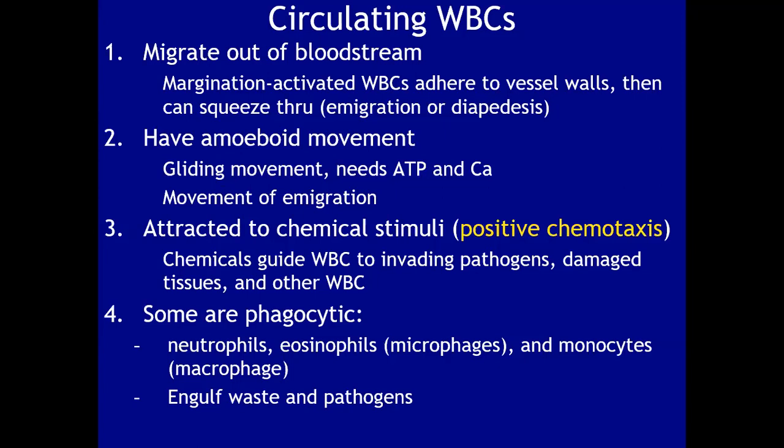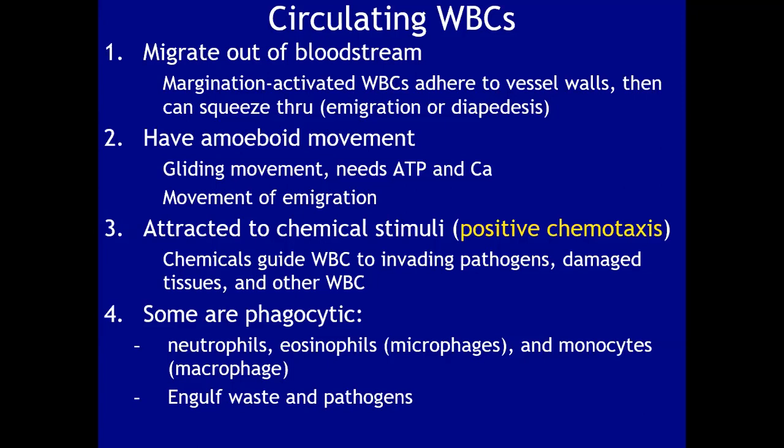The third thing we should think about is that these are attracted to specific chemicals. Okay, they have something called positive chemotaxis, which means if chemicals are released in the body, they will draw white blood cells to them. So if we get damaged tissues, that is a chance for pathogens to make their way into the body. We need to have some white blood cells over there, making sure that we knock them out if they make their way into the body.